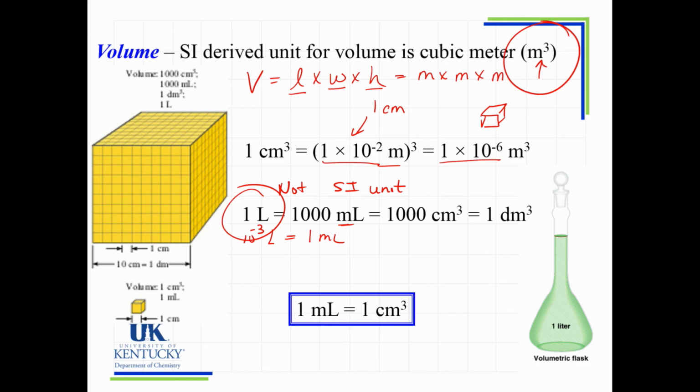So that is the SI unit, cubic meter, for volume. We rarely use the SI unit of cubic meter. We will more commonly talk about liters, we will talk about milliliters, and we will talk about cubic centimeters.